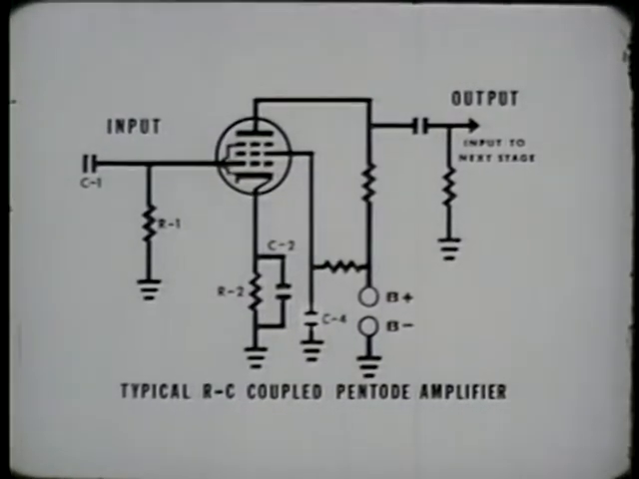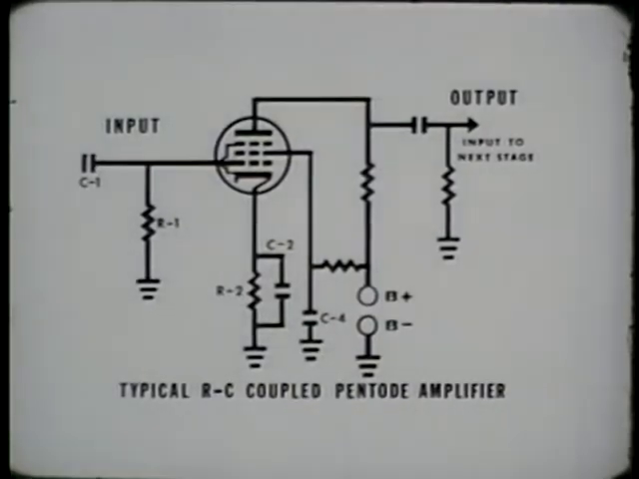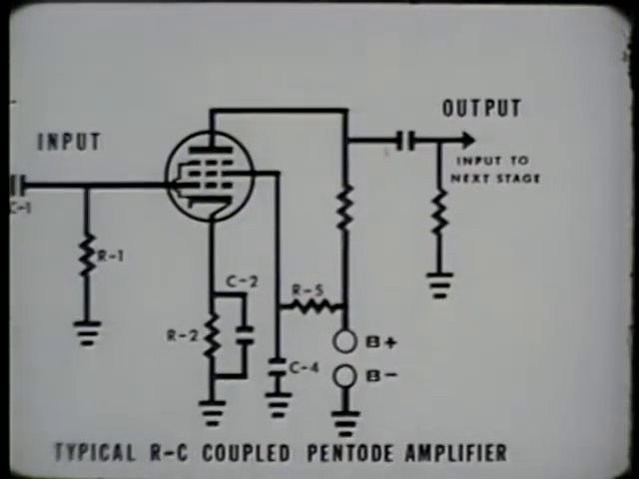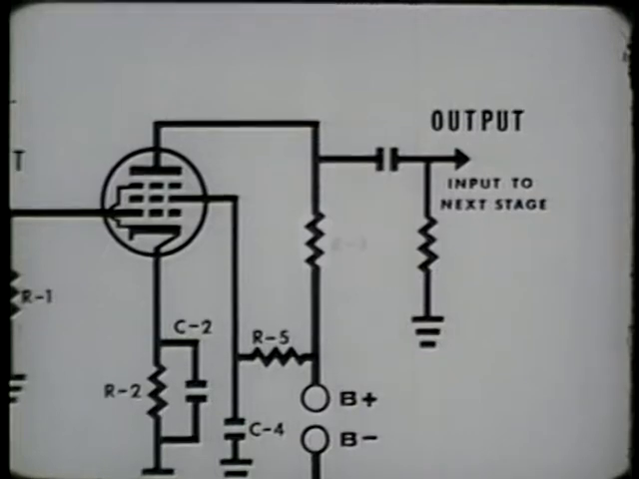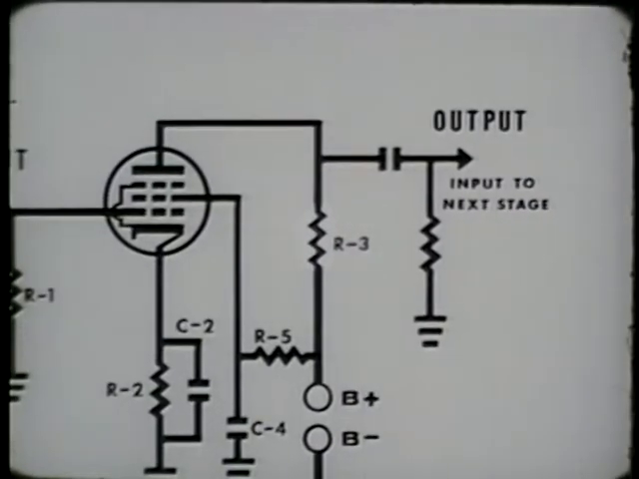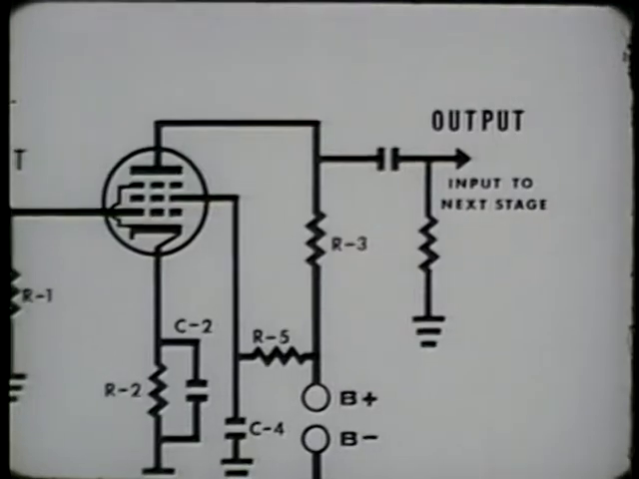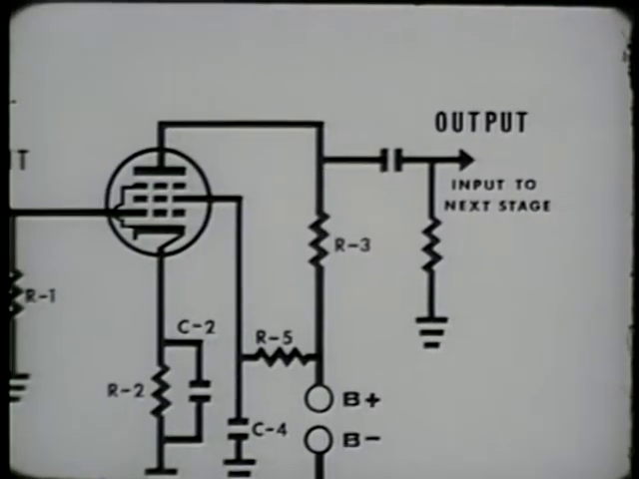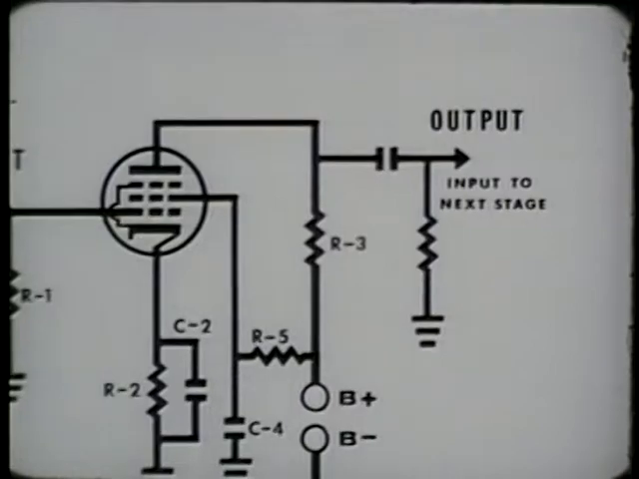C4 is the screen bypass capacitor, which serves to remove any variation in screen current from the B+ voltage and to bypass these variations to ground. R5 is used as a screen dropping resistor. Its value depends upon the potential at which the screen must operate. R3 is the plate load resistor for the tube. Its value depends on the function of this amplifier and the type of tube used. The larger the value of the load, the lower the voltage on the plate.